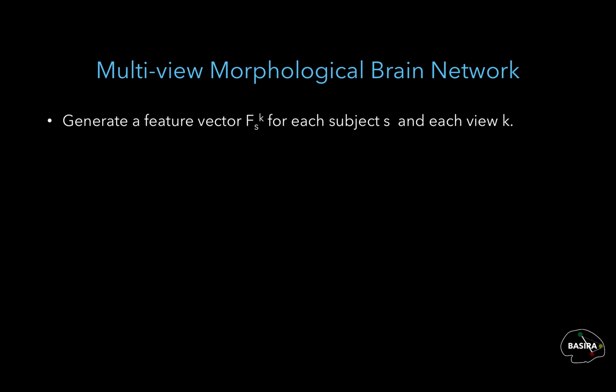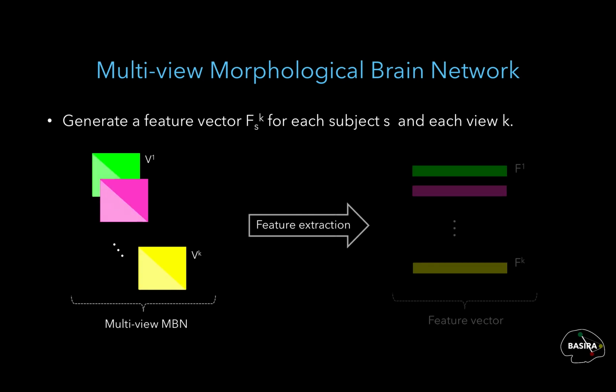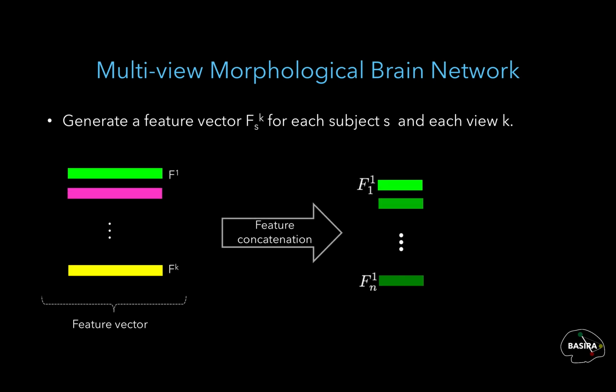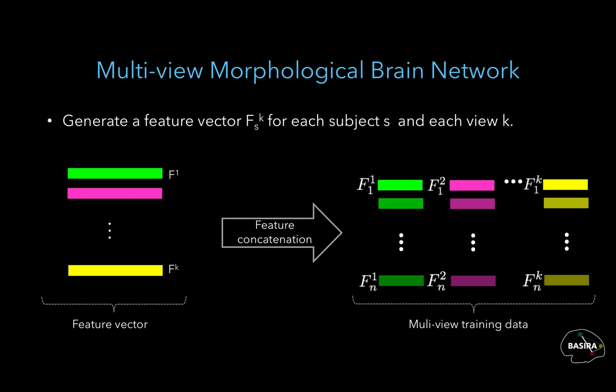Since each MBN can be defined as a symmetric matrix, we only vectorize the upper triangular part to generate a feature vector F_s^k for each subject s and each view k. To better represent our data, we concatenate horizontally for a specific subject all feature vectors corresponding to different views.